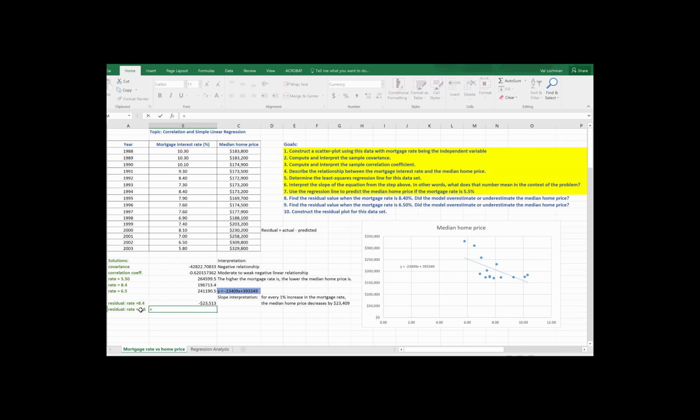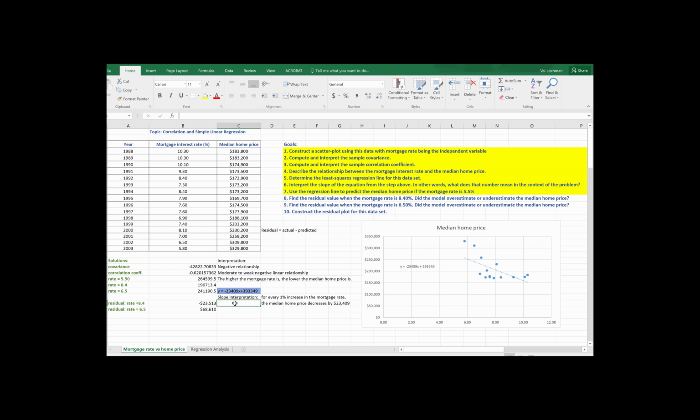Okay, let's compute this residual as well. So for 6.5, I'm going to find my value in the table. 6.5 right here, 309,800 minus predicted. We get these numbers. So over here we get a negative number. Over here we get a positive number.